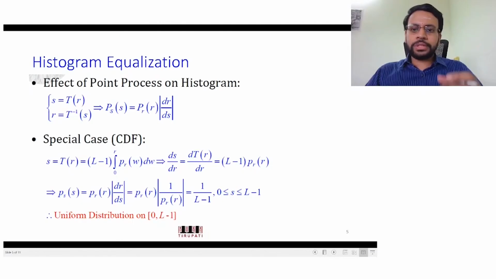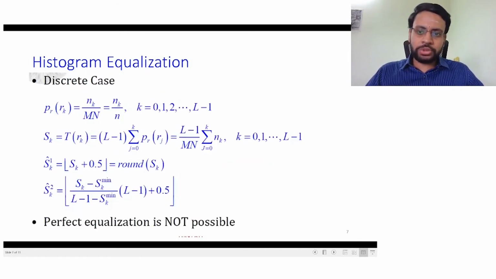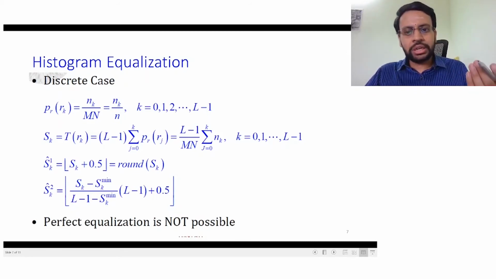Yeah, this is what we have done now. S equal to transformation T of R, and we did the derivation where you got a uniform distribution. Okay, the discrete case, now you need to approximate it to the nearest integer, which means let's say you add 0.5 to the resulting value and take the floor of it.